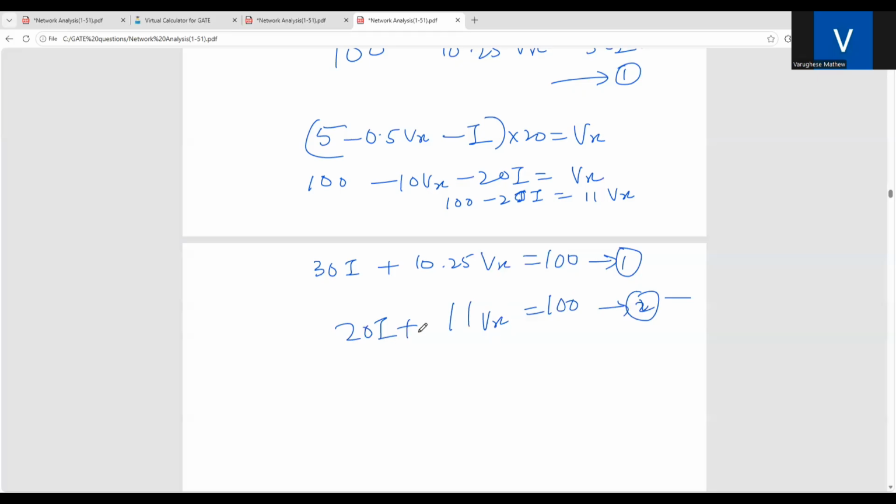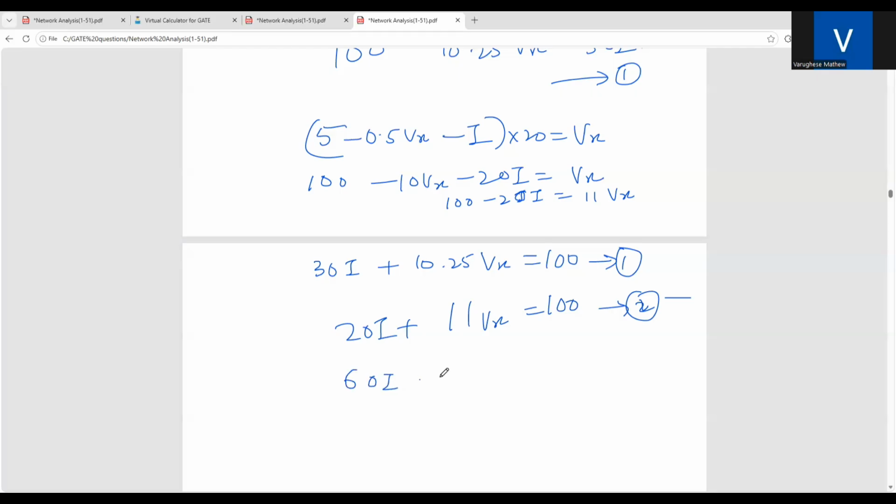So what I do, I multiply this equation by 2 and this equation by 3. If I multiply this equation by 2, I get 60I. This equation, if I multiply by 3, I get 60I. So then I can subtract. Okay. So this equation I multiply by 3. So 2 into 3, so this will be 60I.